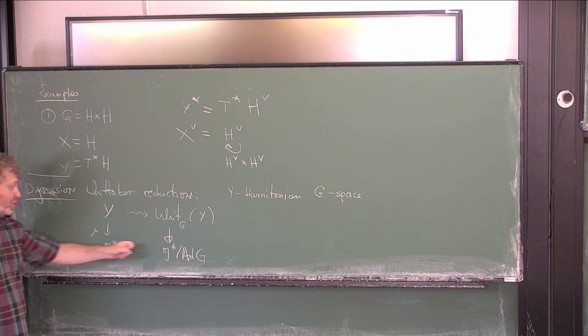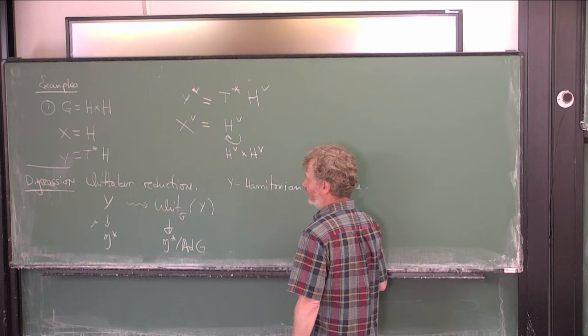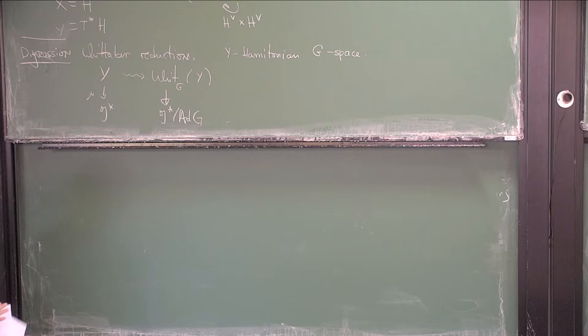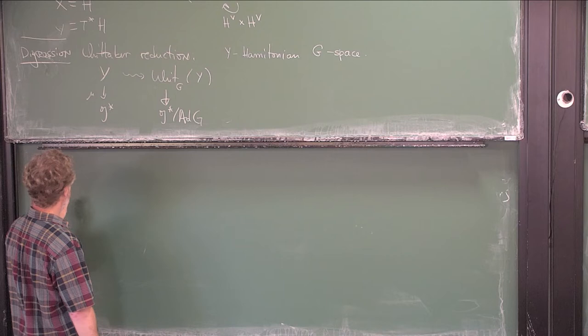I mean, this is a moment map, but this thing is not a moment map for anything. This is just a map. There are two ways to define this: an easy definition and a slightly less easy definition. The easy definition has the drawback that it will not be obvious from it that this has a Poisson structure. So the easy definition is the following.